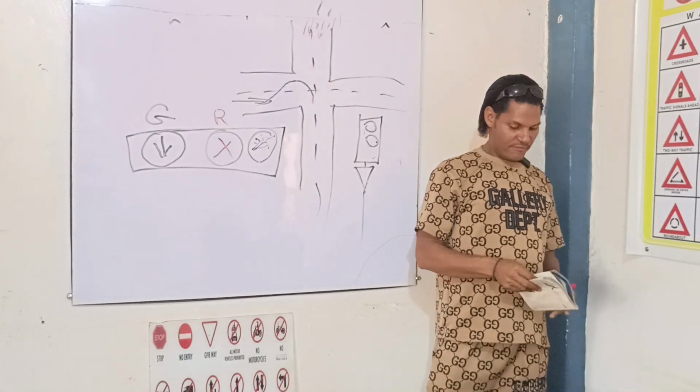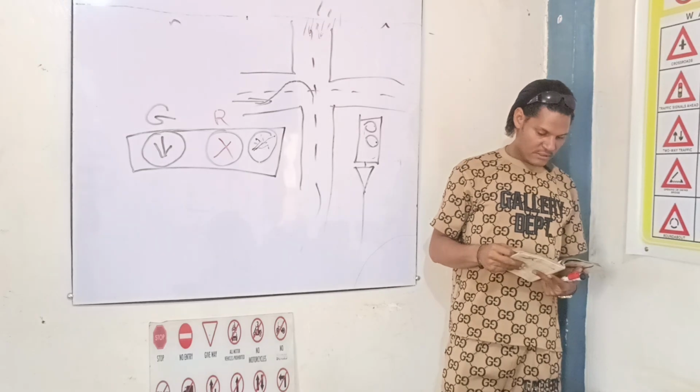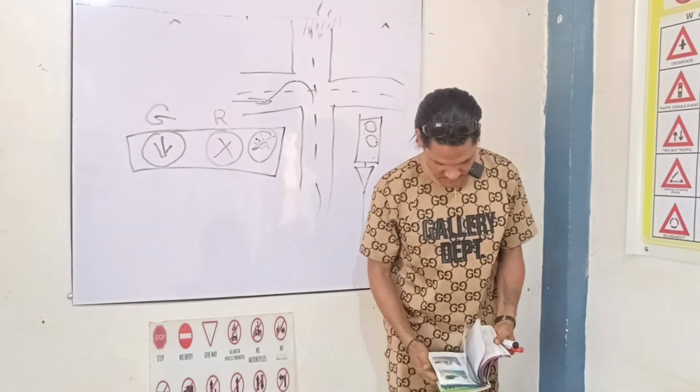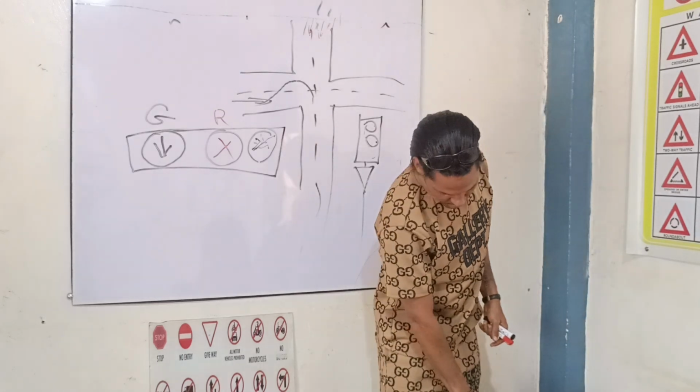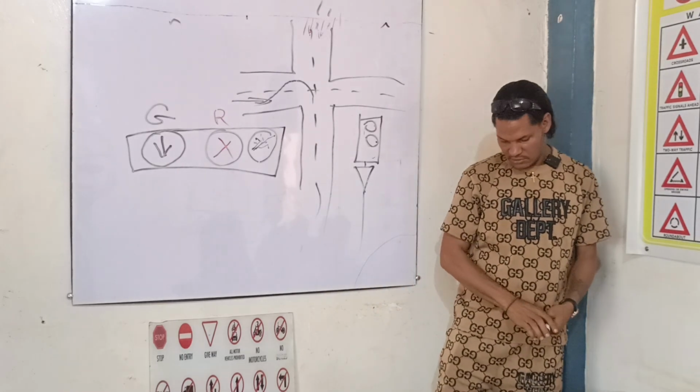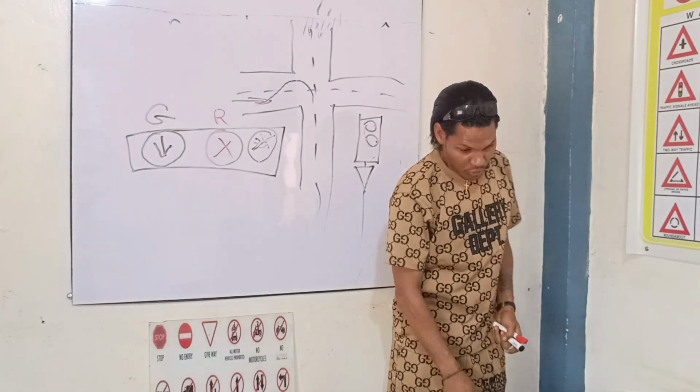I think that is it for this priority and junctions. That should be it. Our next one will be road traffic rules.